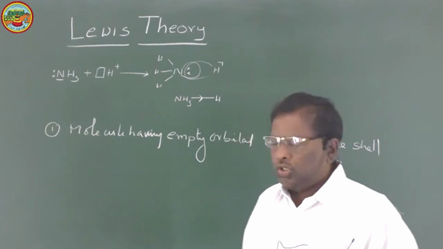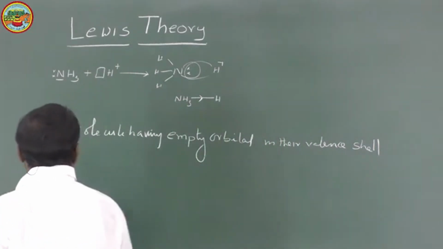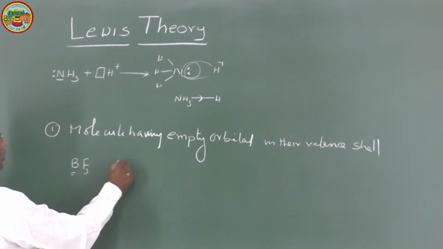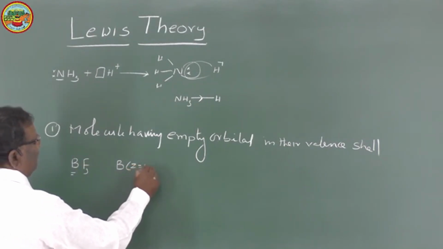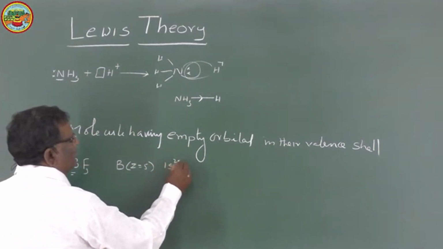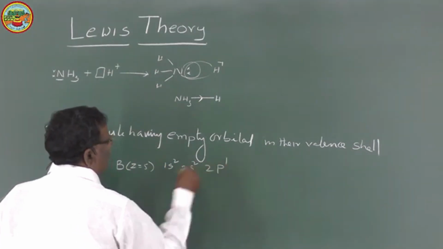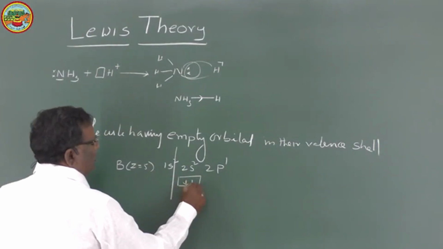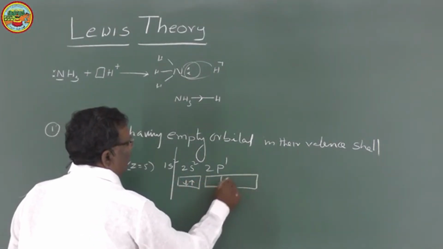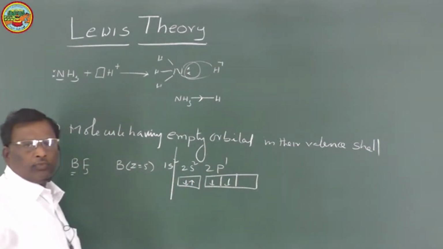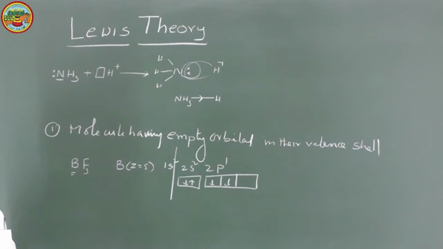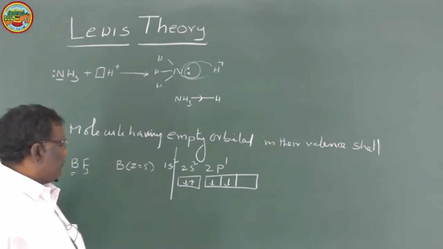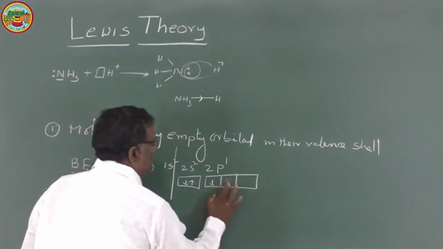Now let us observe how BF3 is formed. In BF3, the central atom is boron. Boron's atomic number is 5, so its electronic configuration is 1s2, 2s2, 2p1. This is the valency shell of boron. In the boron valency shell, we have 2 electrons in the 2s orbital and 1 electron in the 2p orbital. The other 2p orbitals are empty.